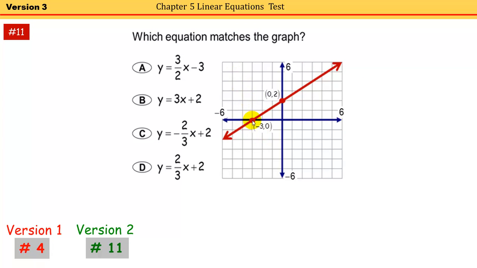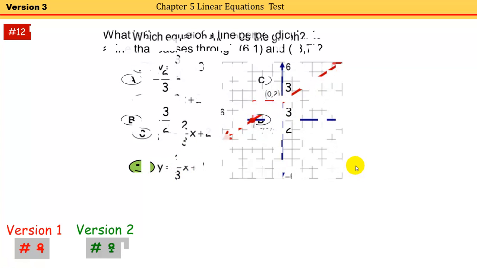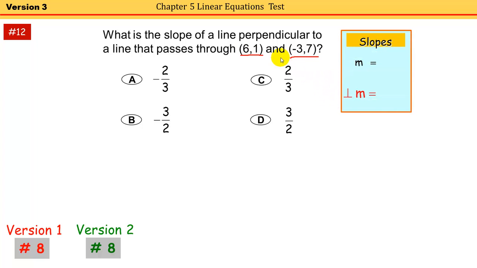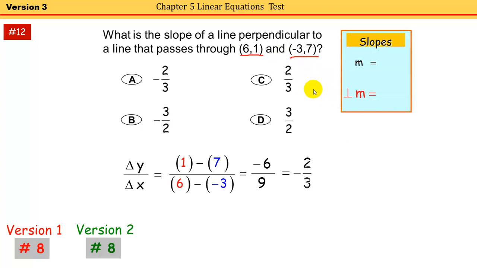Number 11, which equation matches the graph? Well, again, fairly simple problem, because if you look at this, all these have different slopes. So all I need is the slope of this line. The slope is rise 2, run 3. Very simple problem. 12. Find the slope of line perpendicular to a line that passes through this. Easy. Find the slope of this line. Just calculate it, which is negative 2 over 3. Perpendicular, opposite reciprocal, 3 over 2.